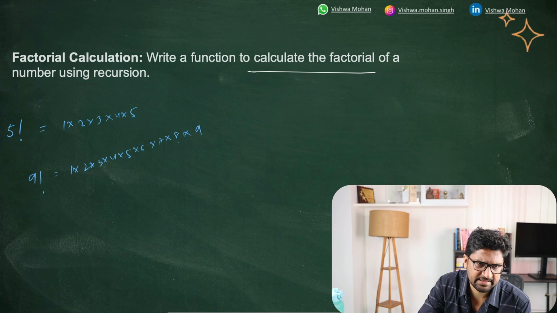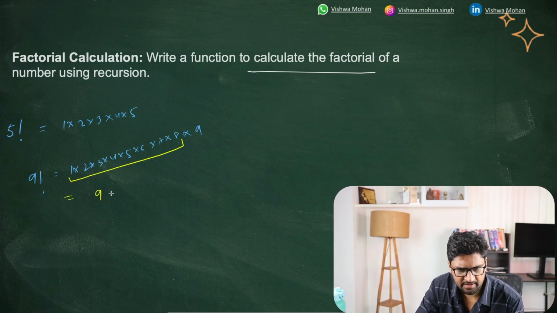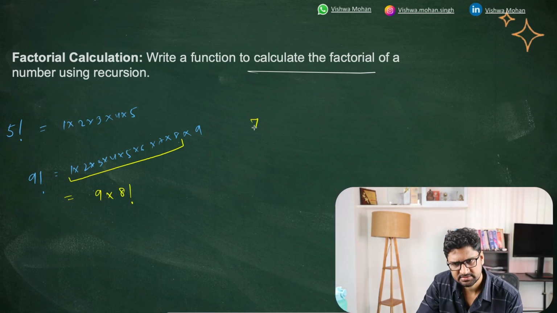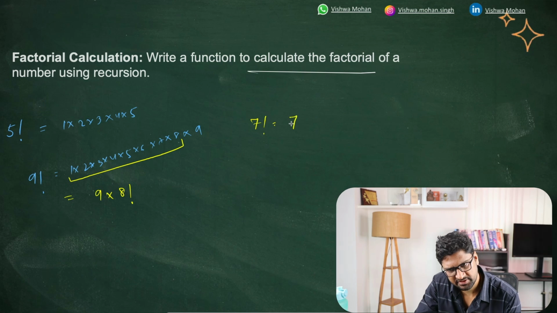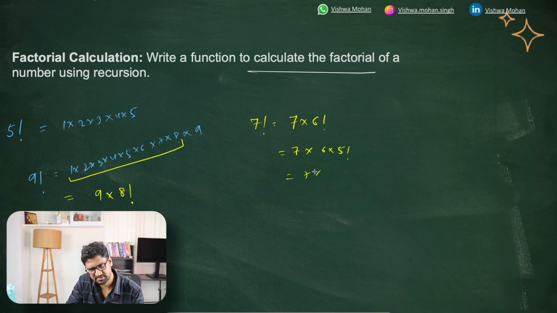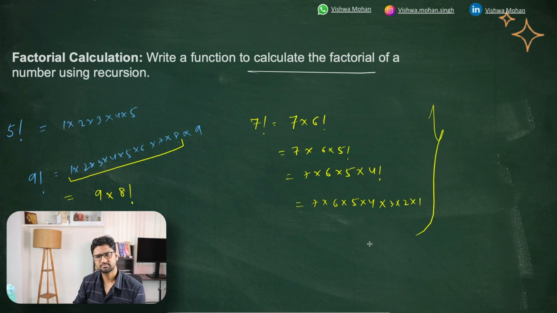Typically, I can also say that this whole thing is 9 into 8 factorial. Right? So let's say that if it is 7 factorial, one way of representing it is 7 into 6 factorial. I can represent 6 factorial as 6 into 5 factorial. I can represent it as 7 into 6 into 5 into 4 factorial, and this typically will look something like 7, 6, 5, 4, 3, 2, 1. Right? This is how 7 factorial typically looks.